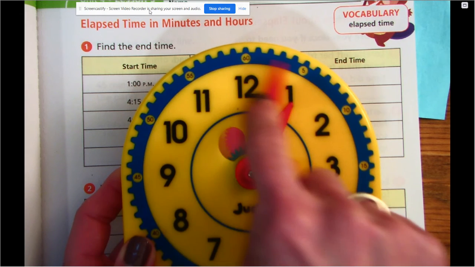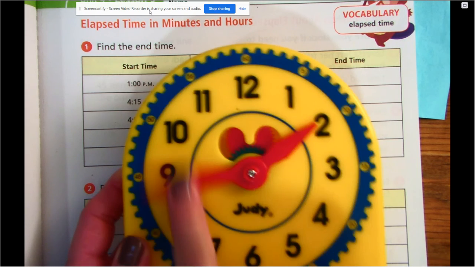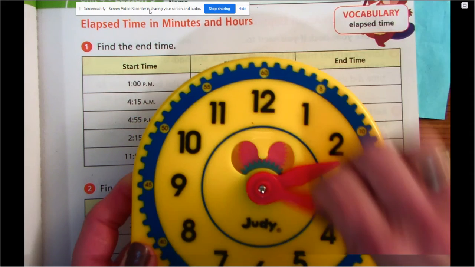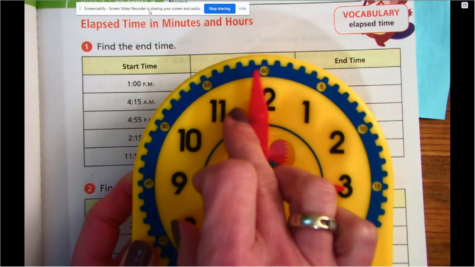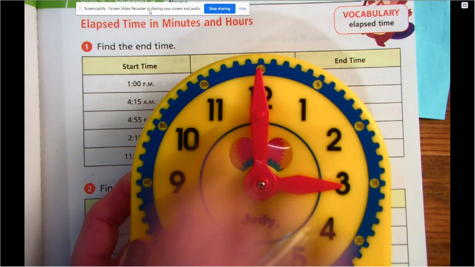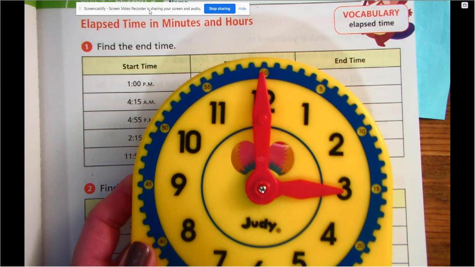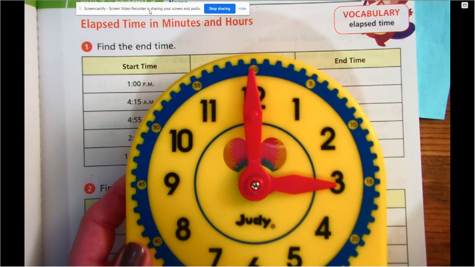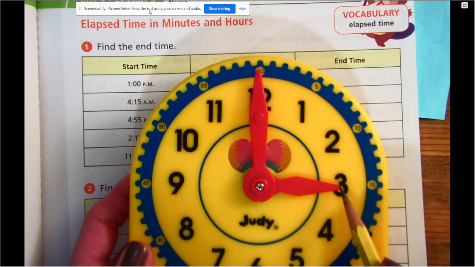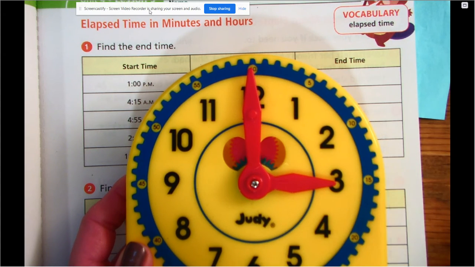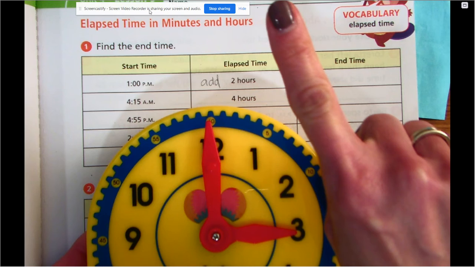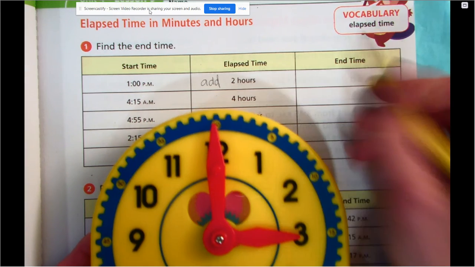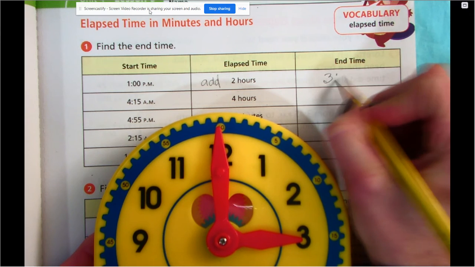So here's 1 hour, right? And now my second hour. Right back to the same number of minutes. Right? An hour is 60 minutes, 1 whole circle around the clock. Okay, so if I add 2 hours, now it's no longer 1 o'clock, right? We went to 2 o'clock and 3 o'clock. Those are whole hours. So now our end time is 3 o'clock.